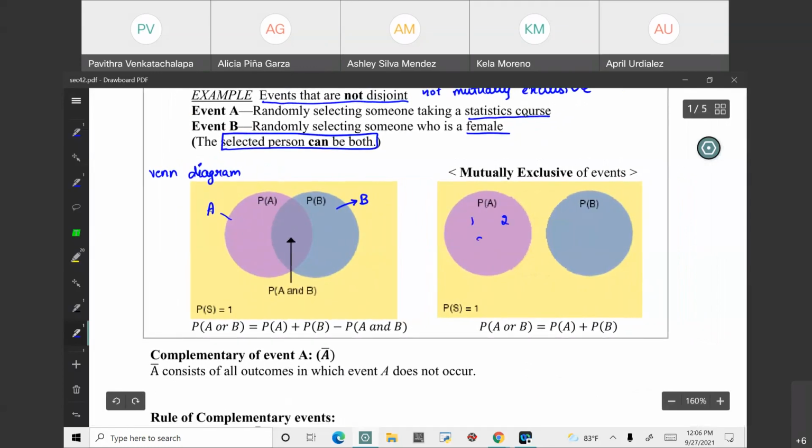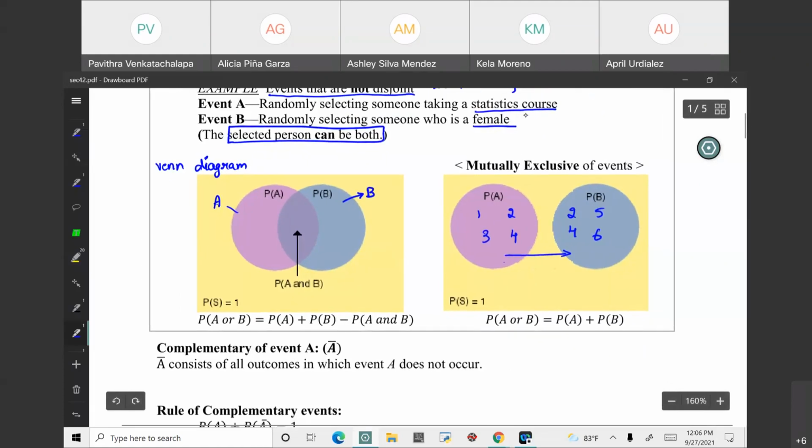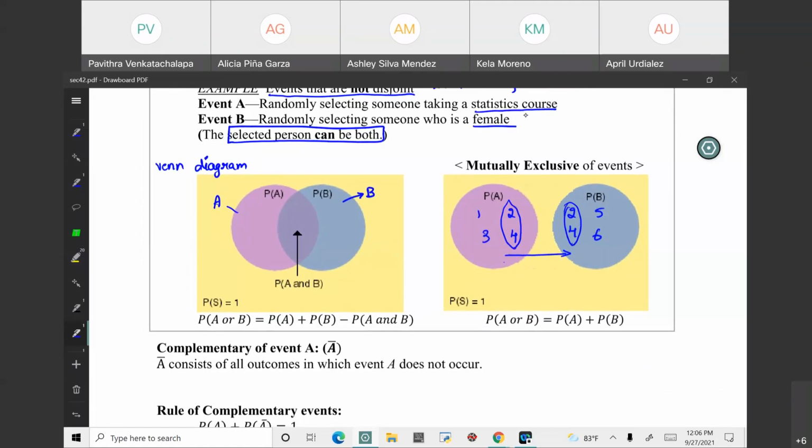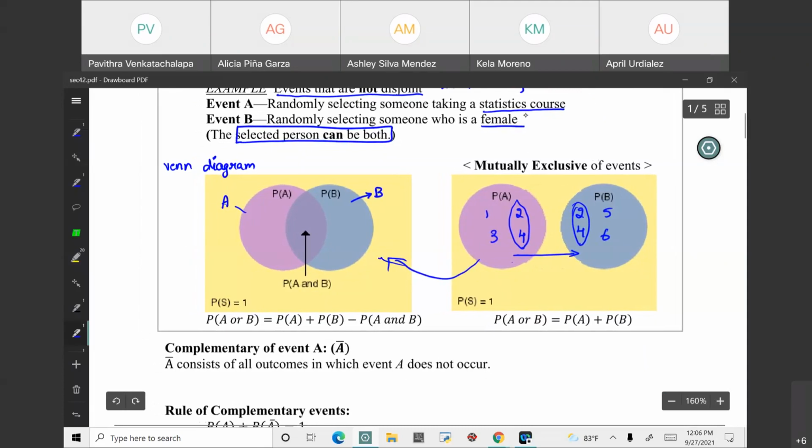Now let's say I have 1, 2, 3, 4, and 2, 4, 5, 6. Now imagine moving this pink box into the blue box, which means this 2 and 4 will overlap on this 2 and 4. So these numbers are there in the event A and also in the event B. And if you move the pink box onto the blue box, this is the result. So this is 2, 4, 1, 3, 5, 6.